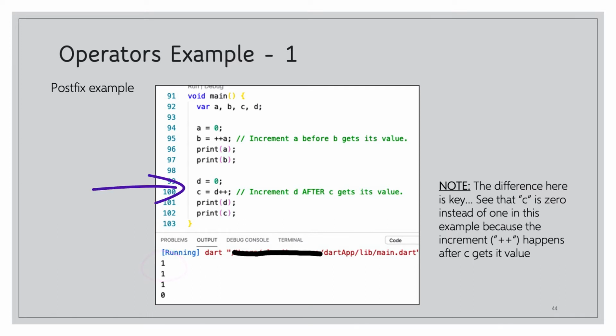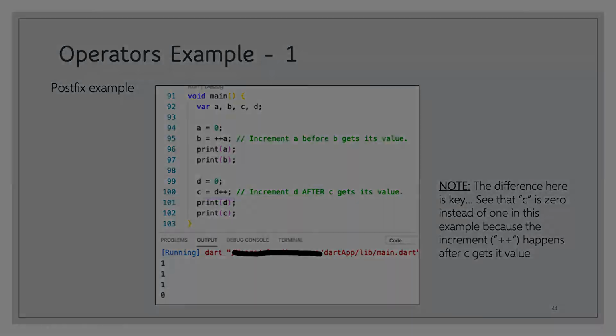Now here's the difference. We're going to increment D after C gets its value. So D equals 0, C equals D plus plus. Then we print D, we print C. What happens here? D is 1, but C is still 0. The difference here is key. See that C is 0 instead of 1 in this example because the increment happens after C gets its value. It's very important to recognize the difference.